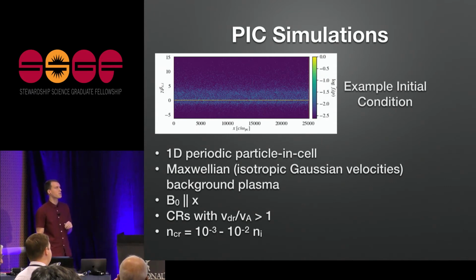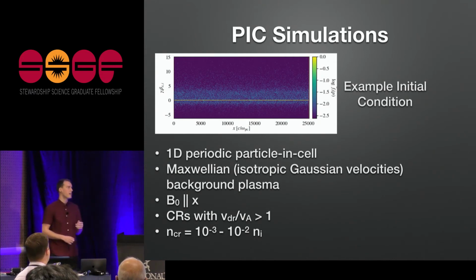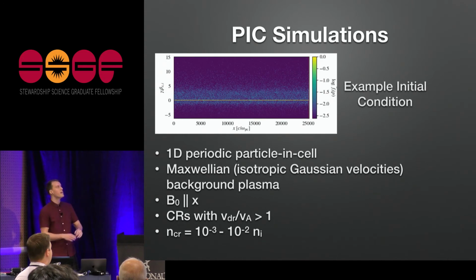So here I'm showing just an example initial condition from a simulation that I've run. On the x-axis, we just have the x-coordinate. On the y-axis, we have the momentum along the x direction. And then the color is representing the density of particles in that cell of phase space. So this thin little yellow line is representing the background. It's very cold, so it's very thin on the plot. And then there's a much broader sort of cloud-looking population, which represents the cosmic rays here.